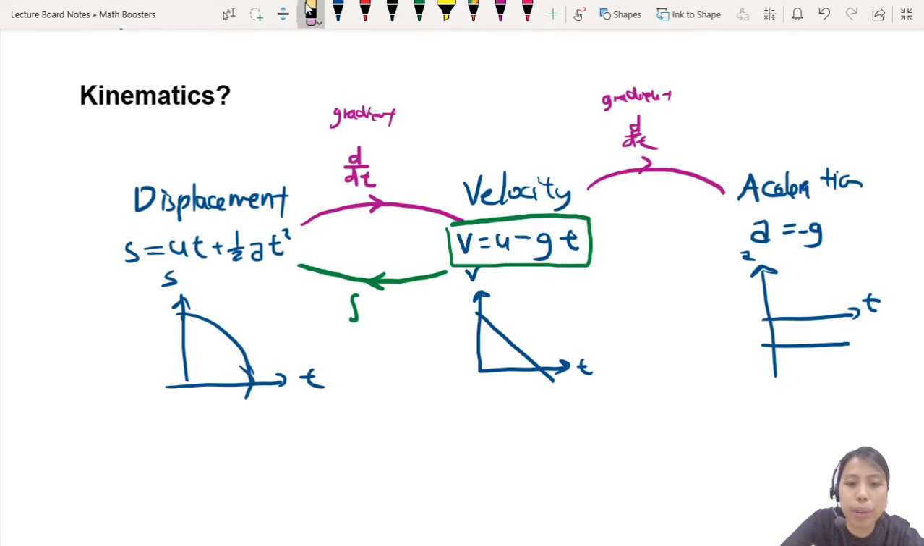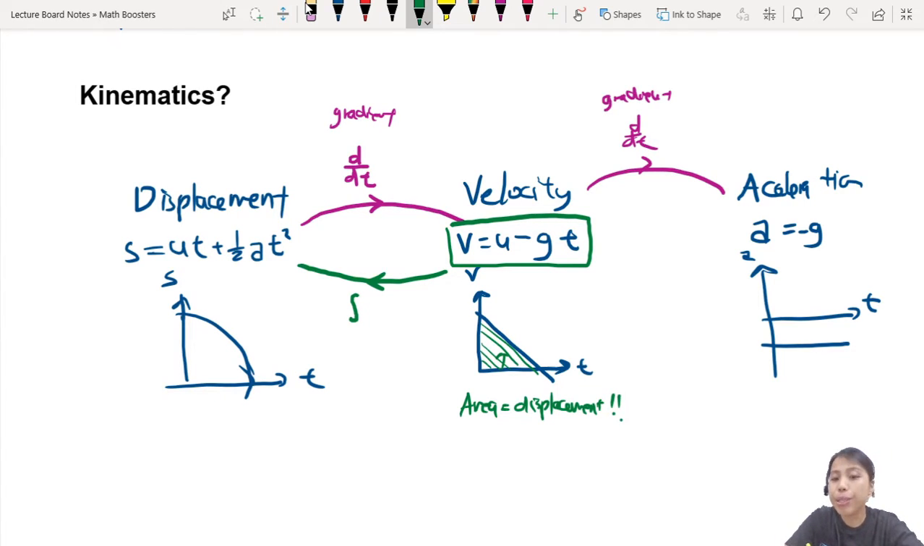I just write the symbol, okay? This curly symbol means integrate. So if you integrate velocity, you will get displacement. Why is that true? Because remember when we say, what is the area under the velocity time graph? Here, the area, like we talked about earlier, is actually the displacement. How far has that particle or object traveled?